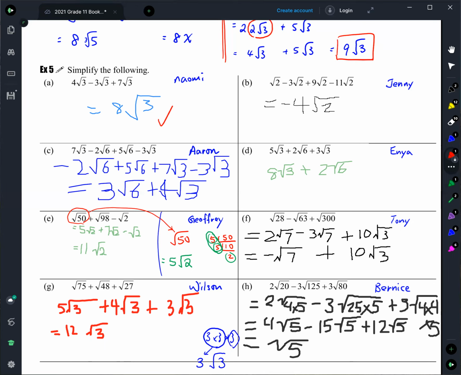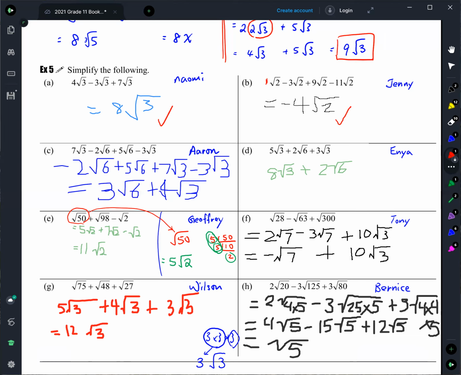And then next one, the first question B, the first term is 1 square root 2. They didn't show it, but you can treat it like 1. So 1 minus 3 plus 9 minus 11. Okay, so you get negative 4 square root 2.